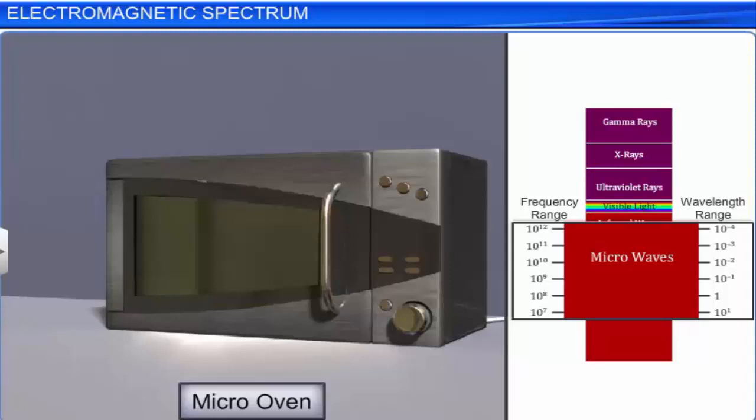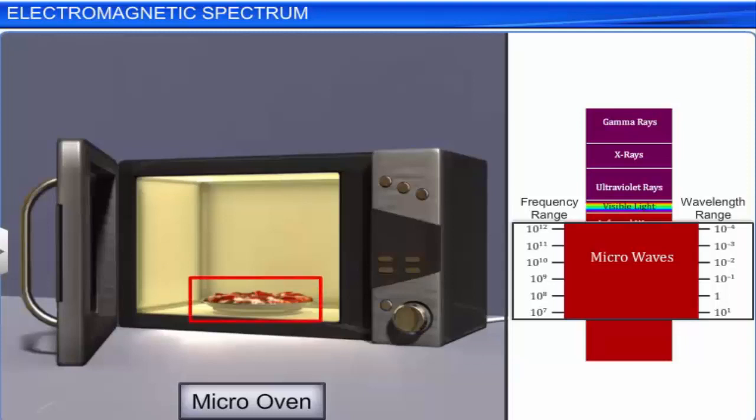We should not use metallic vessels to place the food material in the microwave oven. This is because if a metallic vessel is used, charge gets accumulated on the metal vessel. This can cause an electric shock and also the metallic vessel may melt on heating.